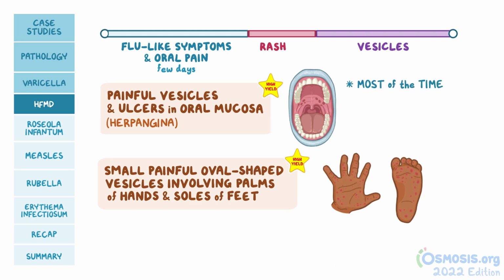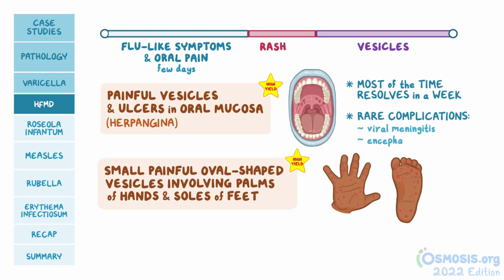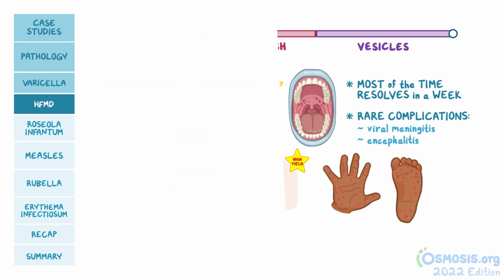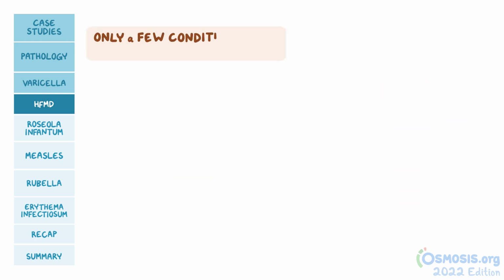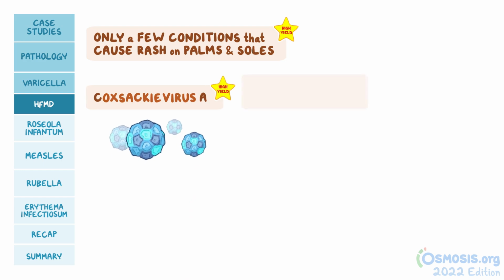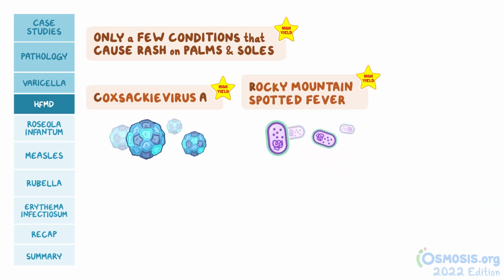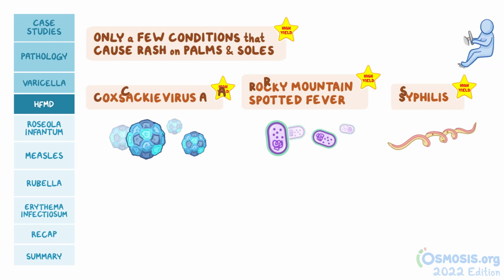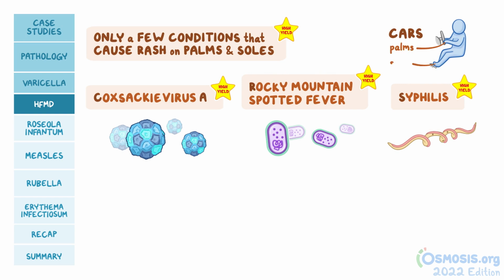Fortunately, most of the time, hand-foot-mouth disease resolves in a week. But keep in mind, there are rare complications like viral meningitis and encephalitis. For your exams, remember that there's only a few conditions that cause a rash on the palms and the soles. Besides hand-foot-mouth disease, caused by Coxsackie virus A, there's Rocky Mountain spotted fever, caused by the bacterium Rickettsia rickettsii, and secondary syphilis, caused by the bacterium Treponema pallidum. To help you remember this, think that you drive cars using your palms and soles.